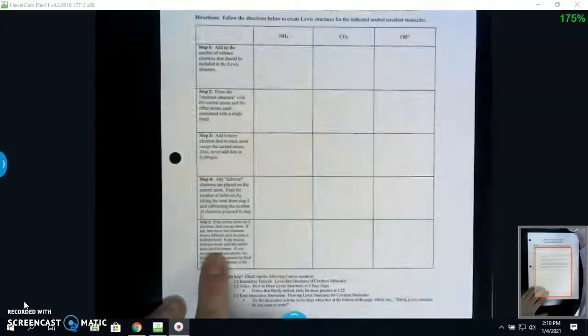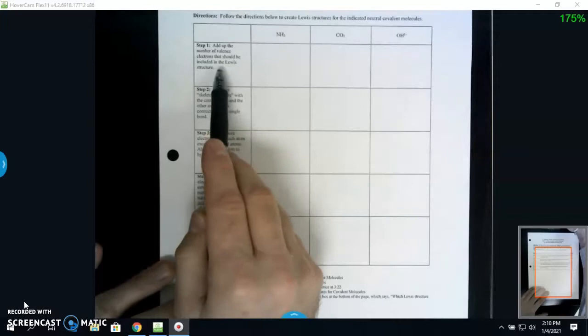Also, you can see from the structure of this paper that we've got 5 steps. We need to follow those steps in order for drawing Lewis structures for covalent molecules and for charged polyatomic ions. It always starts with step number 1, which is to add up the total number of valence electrons that should be included in the final Lewis structure.